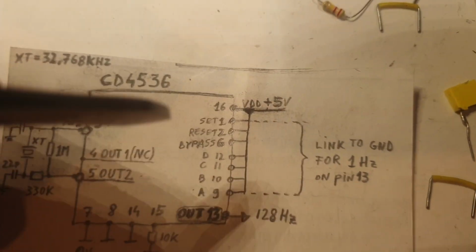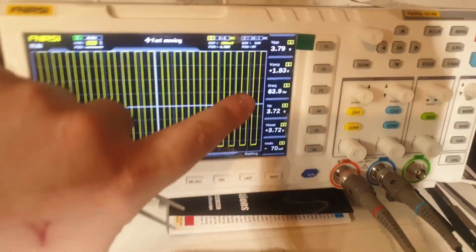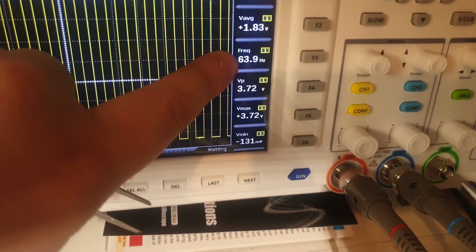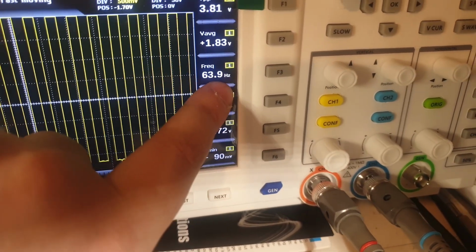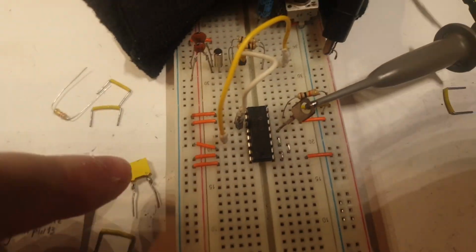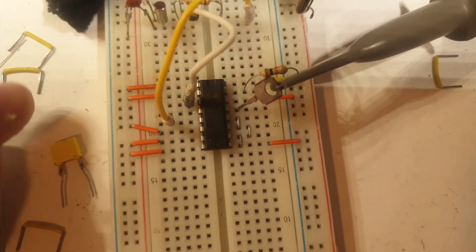Part 2, number 2. What I did, I connected all these pins to ground to obtain 1 hertz, and this is the result. As you can see here, it's showing 64 hertz. Okay, 63.9, 64. And as you can see, everything on my board is linked to ground.